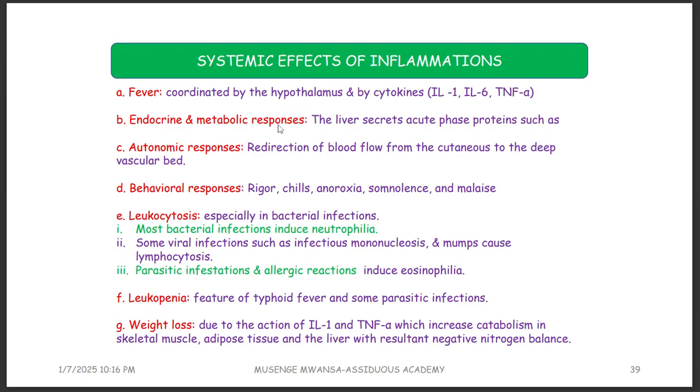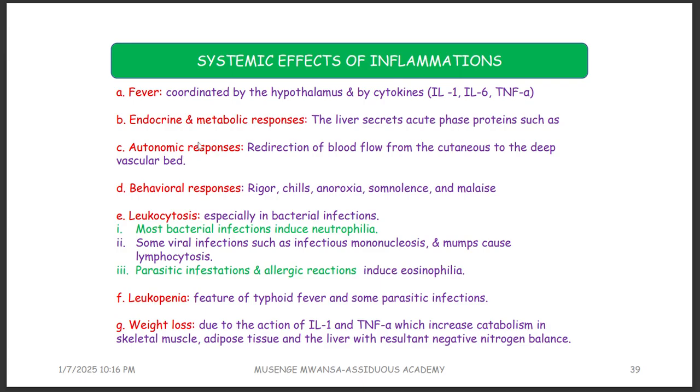Endocrine and metabolic responses. The liver will start secreting what we call acute phase proteins. Some of the acute phase proteins are known as positive acute phase proteins because they increase. For example, the C-reactive protein increases. Others are known as negative acute phase proteins because if there is inflammation, they will reduce in number. Please take note of those two. Positive acute phase proteins increase in number, negative acute phase proteins reduce in number. You should find out examples.